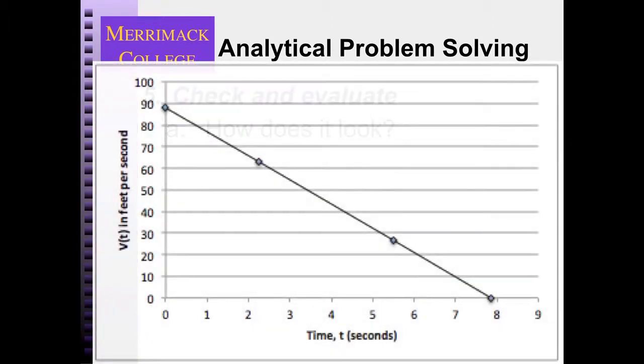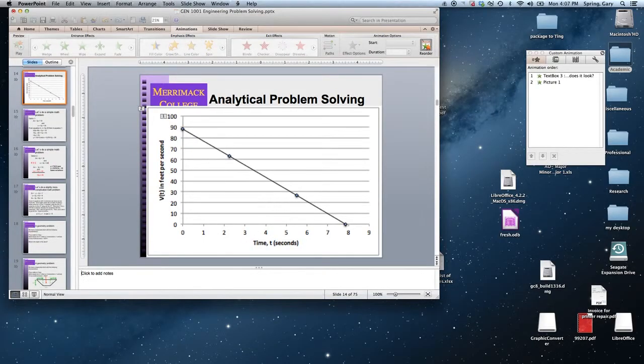And how does it look? Well, if we just plot these 2 points and draw a line through them, that's right around 88, isn't it? And then this is right around 7.9. So this is consistent with what we calculated. And that's it. Okay, so let me stop here.